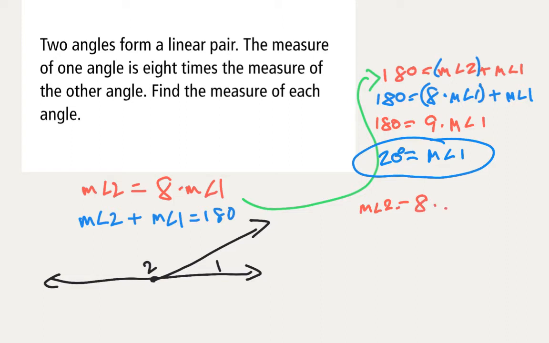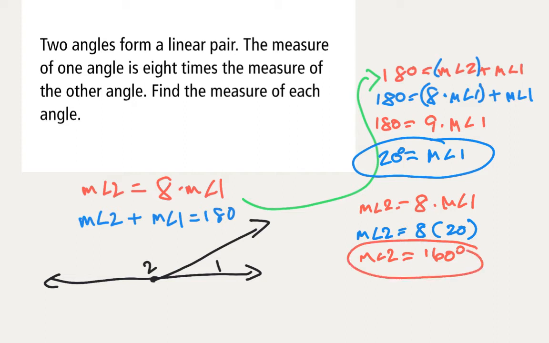All right. And just as a double check, measure of angle 2 equals 8 times measure of angle 1. We'll do our substitution. Measure of angle 2 equals 8 times 20. And measure of angle 2 equals 160. So we found the second angle.